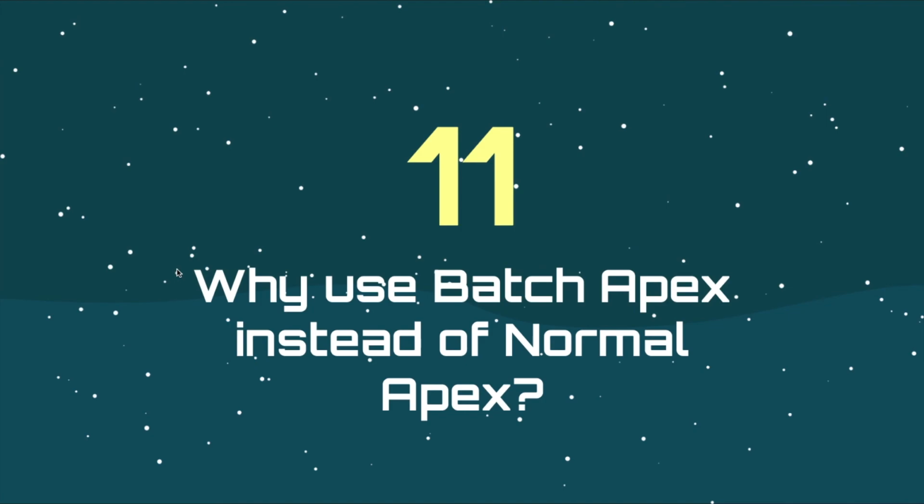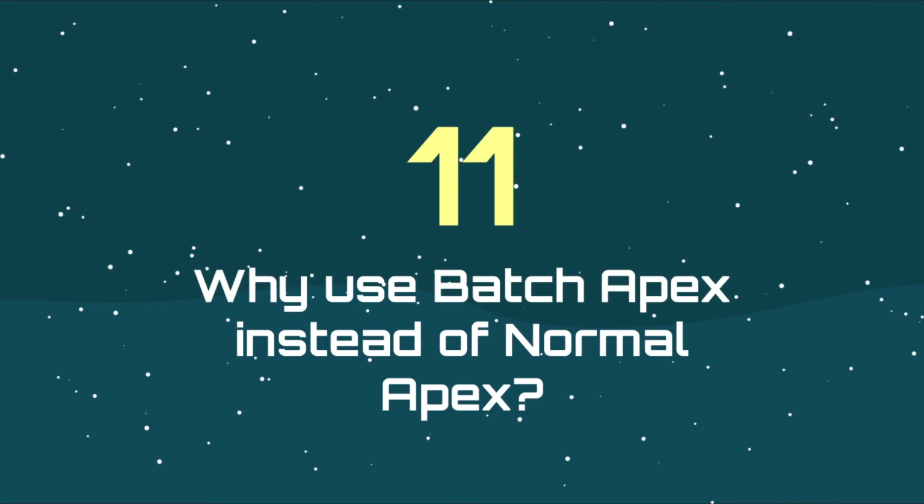Why use batch Apex instead of normal Apex? There are various reasons why batch Apex is better than normal Apex. Normal Apex uses 100 records per cycle to execute SOQL queries, but batch Apex does the same with 200 records per cycle, so it's very fast when executing SOQL queries in Salesforce. Normal Apex can retrieve 50,000 records, but batch Apex could retrieve 50 million records.